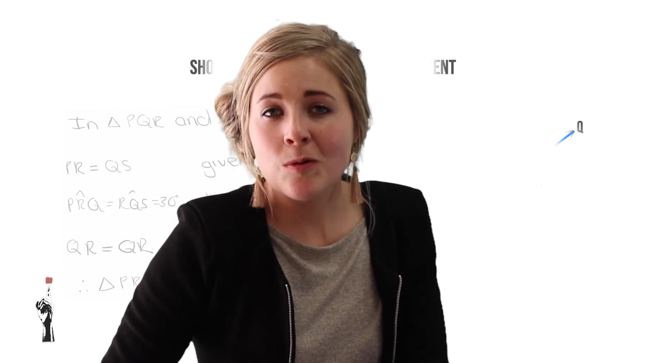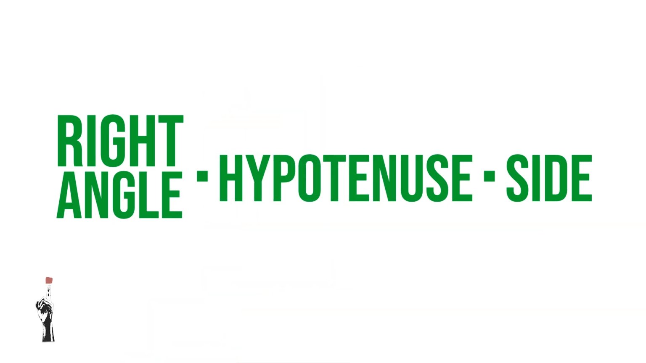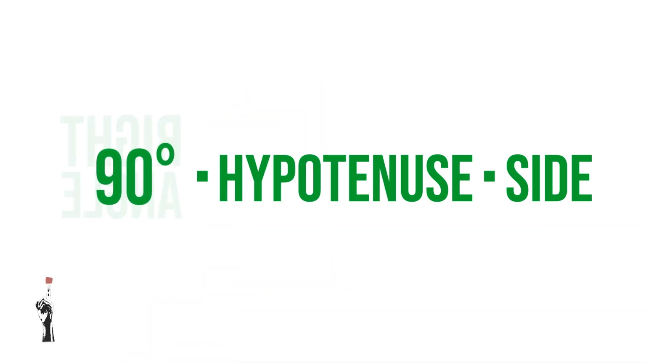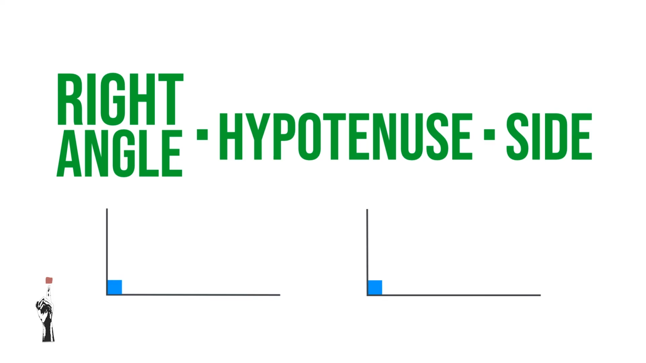The fourth case, also the last case of proving congruence, is right angle, hypotenuse, side. You are also allowed to write 90 degrees, hypotenuse, side. That means I need a right angle in both triangles. That also means I need my hypotenuse in the one triangle to be equal to the hypotenuse in the other triangle. And then the last S is for any side. So any of the sides left has to be equal to a corresponding side in the other triangle.